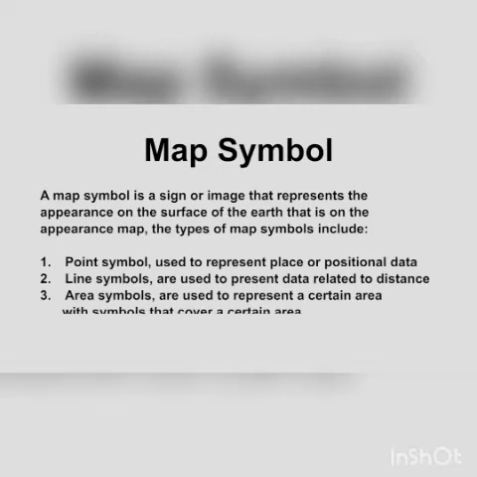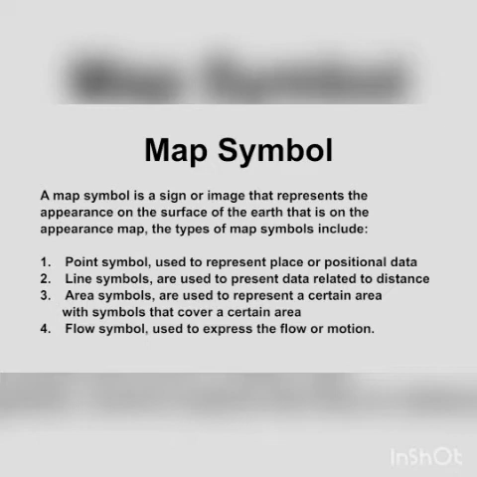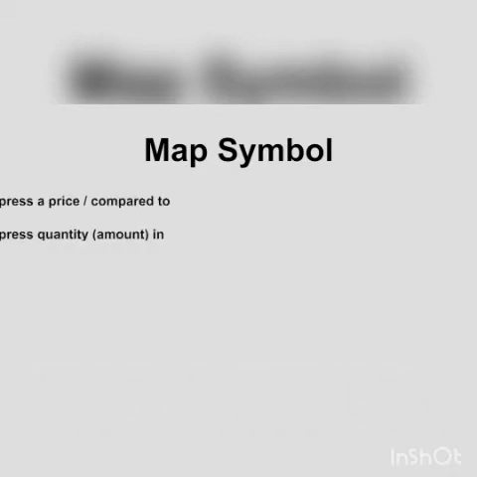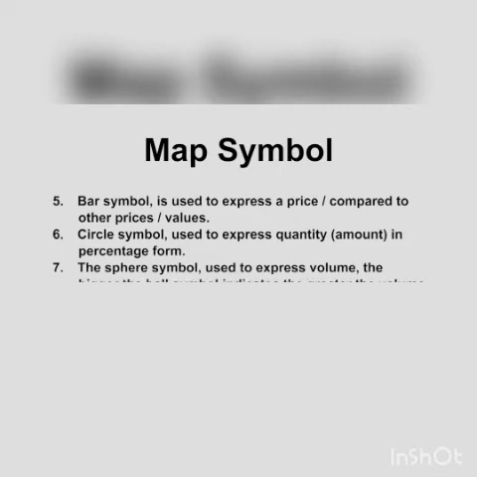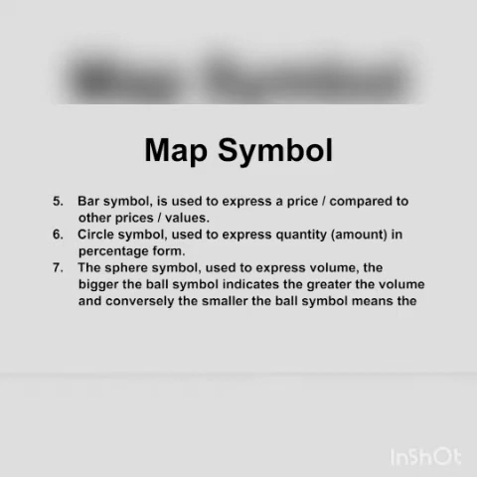1. Point symbol, used to represent place or positional data. 2. Line symbol, used to present data related to distance. 3. Area symbol, used to represent certain data. 5. Bar symbol and 6. Circle symbol. And number 7, the span symbol, used to express volume. The bigger and bolder the symbol, the greater the volume, and conversely, the smaller the symbol, the smaller the volume.